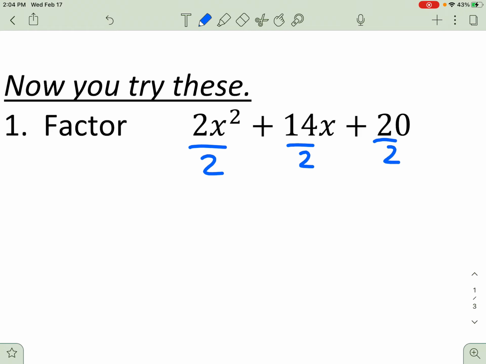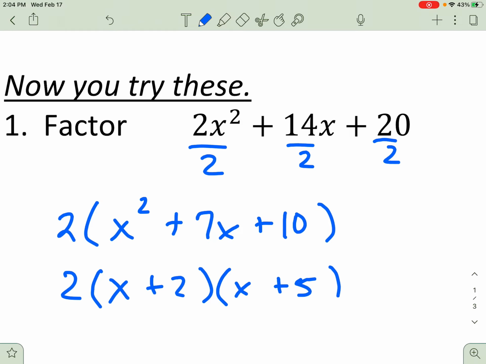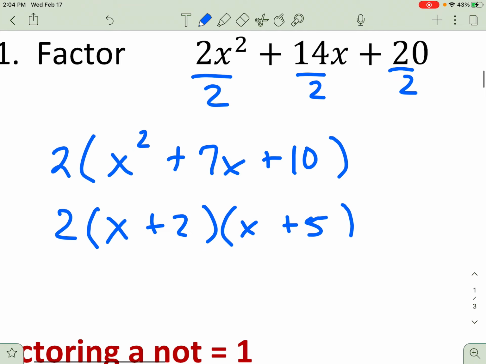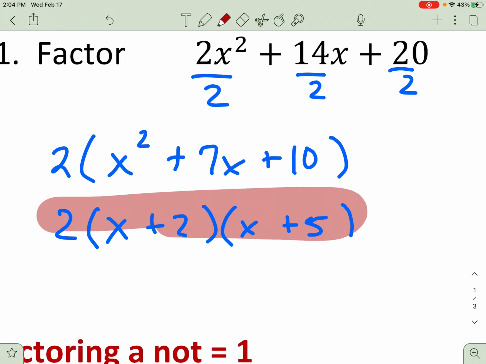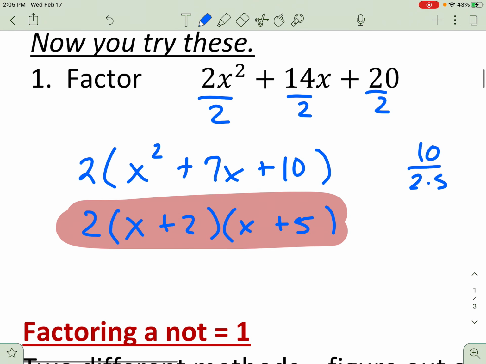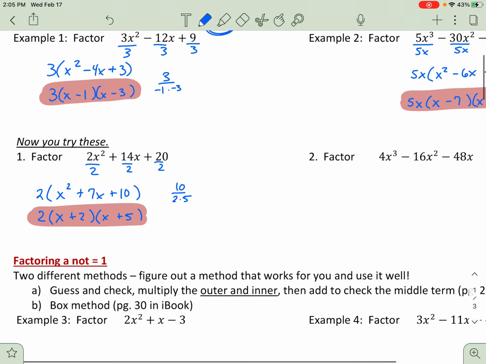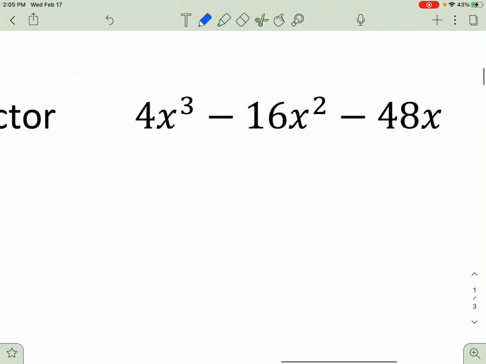So divide by 2, because that's the GCF. Gives you x squared plus 7x plus 10. Okay. Then you can factor that even further. That leaves you with x plus 2 and x plus 5. Okay, because, again, the factors of 10, 2 times 5. All right. Moving on. Same thing here.